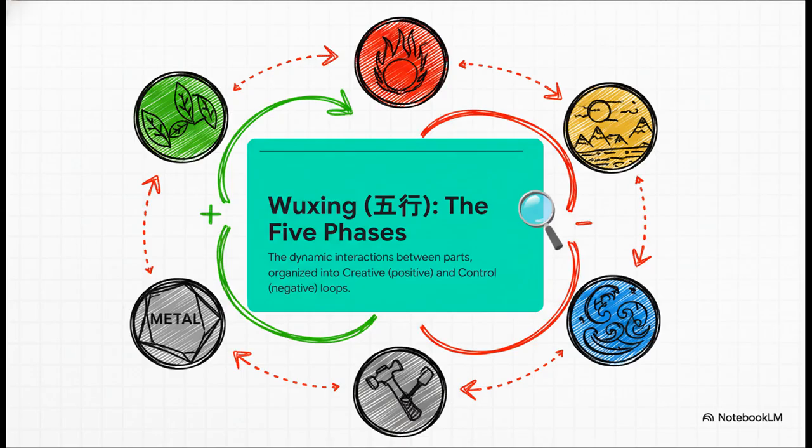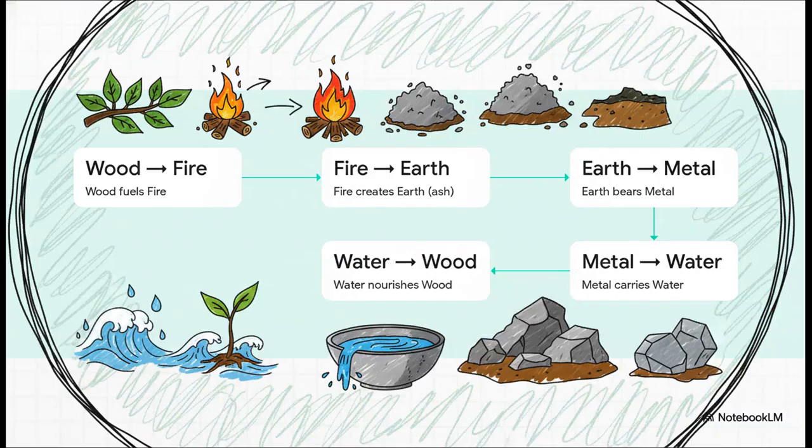Now, you might know them as the 5 elements, but it's way more accurate to think of them as 5 dynamic processes that operate in 2 fundamental feedback loops. So first up is the creative cycle, or shang. This is a positive feedback loop. Each phase generates the next one in this sequence of growth and expansion. Wood fuels fire, fire's ash creates earth, and so on and so on. This is the engine of creation, of development.